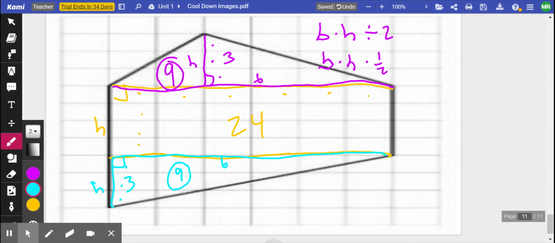Since the top and bottom triangle have the same dimensions, they're going to have the same area, even though they're different shapes. So now we just need to put it all together. We have 24 square units for the rectangle plus 9 square units for each triangle. And that is going to add up to a total of, let's see, that's 18 plus 24 is 42 square units. So the area of this figure is 42 square units.